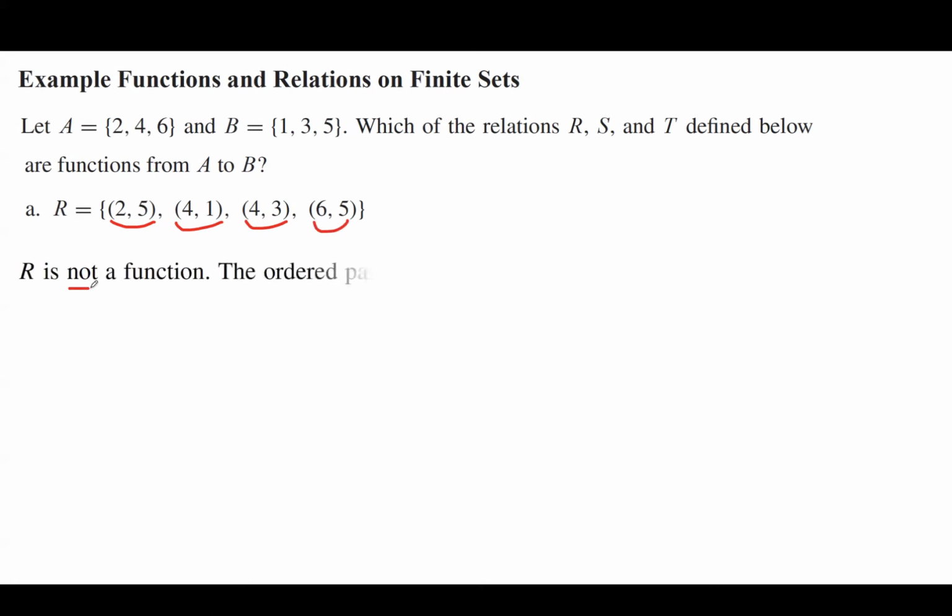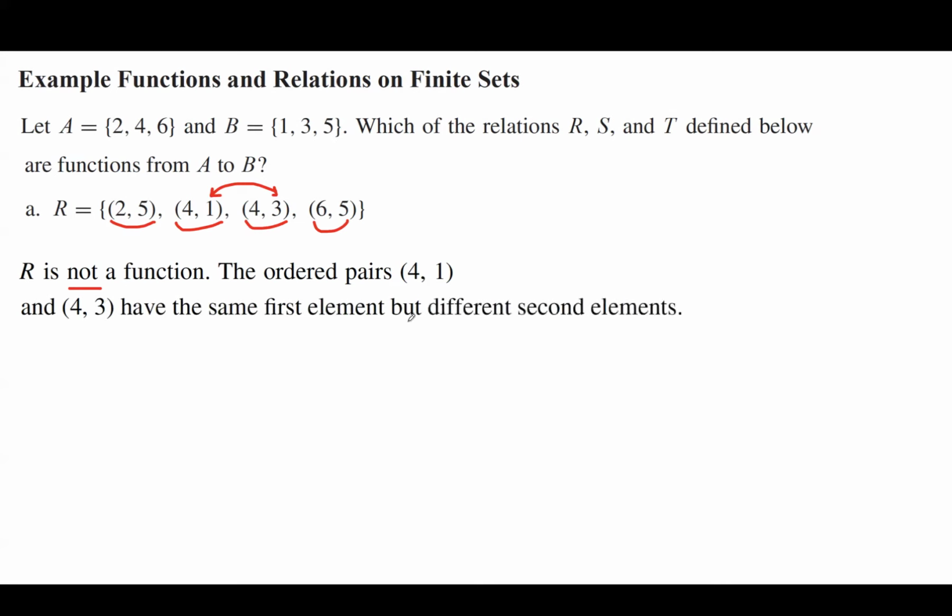This relation is not a function. Why is that? You have 4 and 1, you have 4 and 3, but the output values are not the same. The ordered pairs 4 and 1 and 4 and 3 have the same first element, but different second elements.